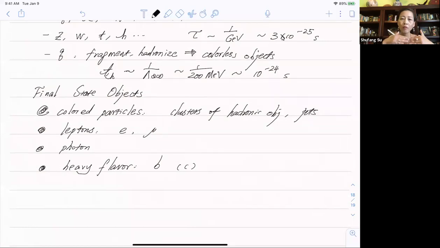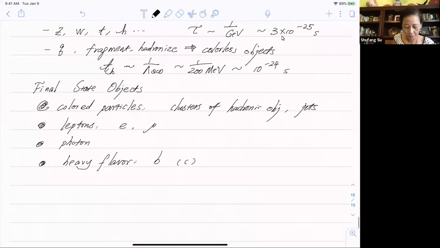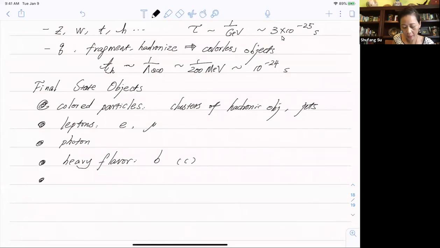So they will actually travel a certain distance in the detectors and then decay. So you'll actually be able to see a displaced vertex, which we can observe at detectors. And then there's the last group, which is kind of mysterious.